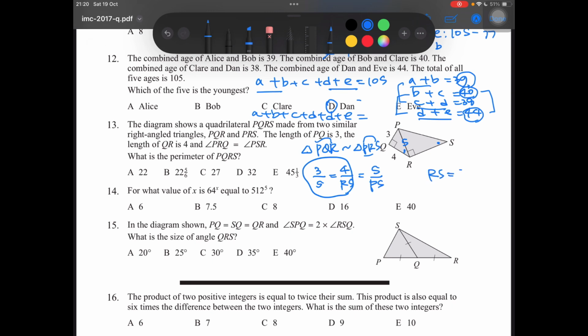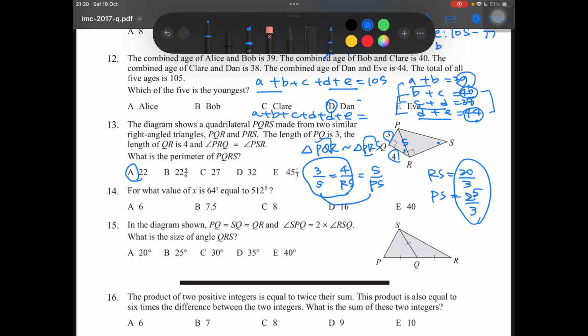RS is 20 over 3. PS is 25 over 3. When we add them all together, 3 plus 4 plus the rest, this is 45 over 3, which is 15, plus 7, 22.